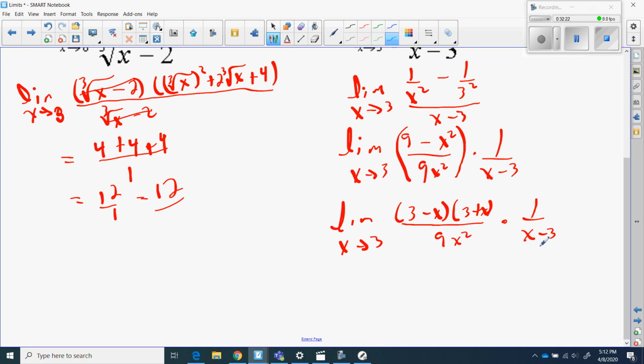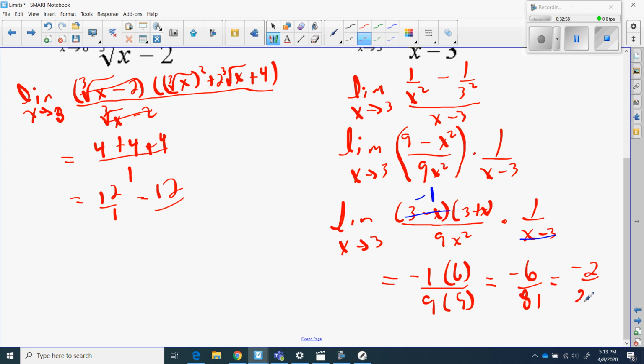Well, we just talked about this a couple of examples ago. x subtract 3, 3 subtract x. You can cross those out. They are subtracted in the opposite order. You just have to make sure you realize you're not going to get 1, you're going to get negative 1. Now, put 3 in for all the x's. So you've got your negative 1, 3 plus 3, that's 6. So you have your 9. 3 squared is also 9. So now I've got negative 6 over 81. That reduces, they both divide by 3. So it's negative 2 over 27. And that would be your final answer.